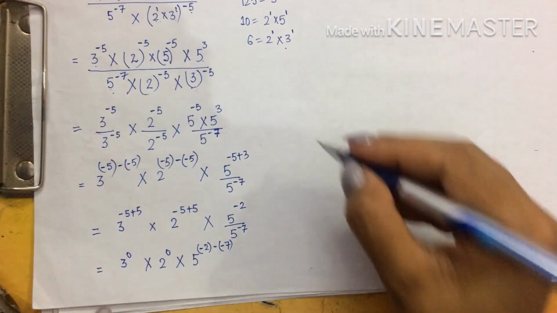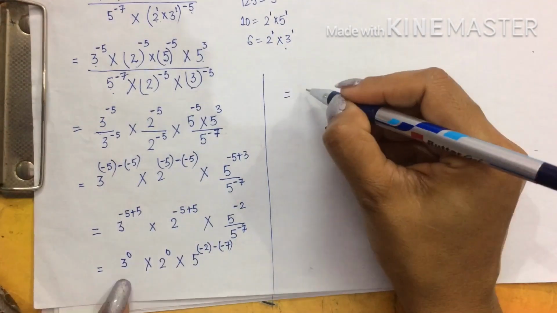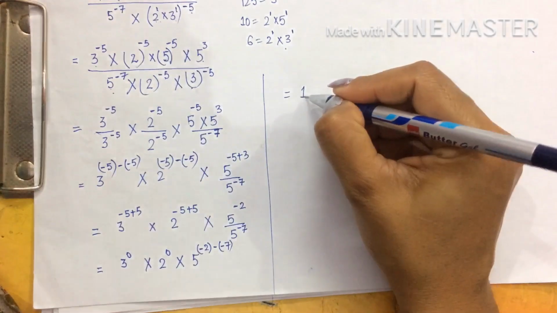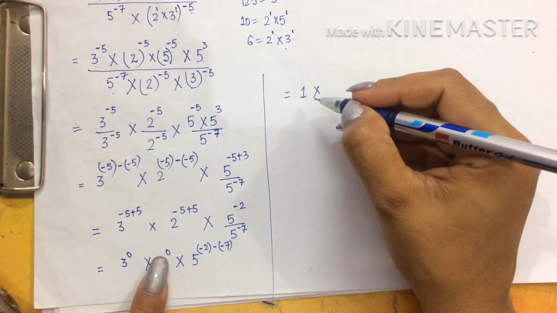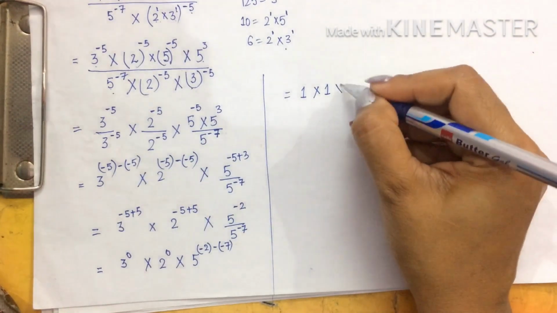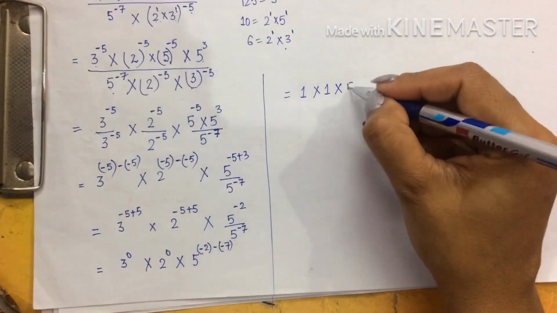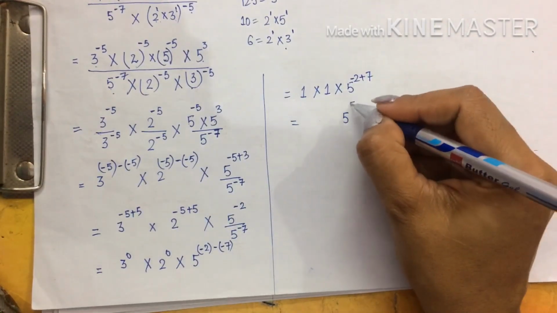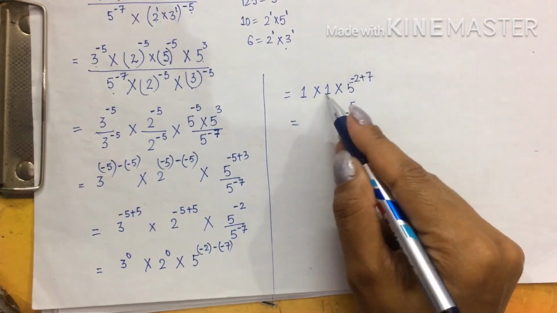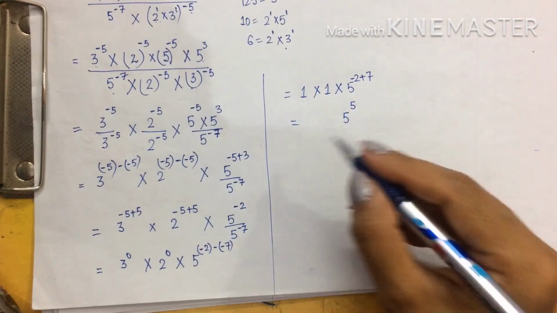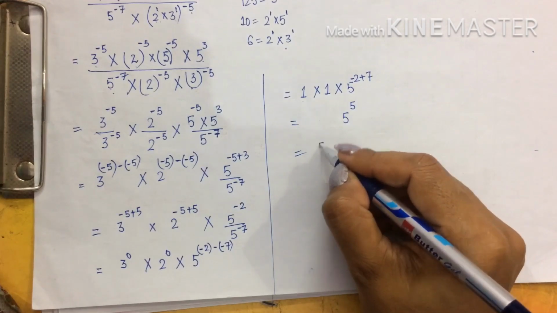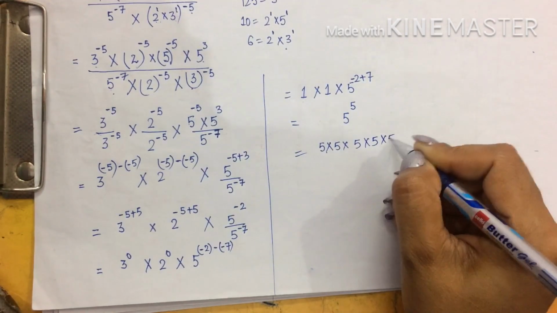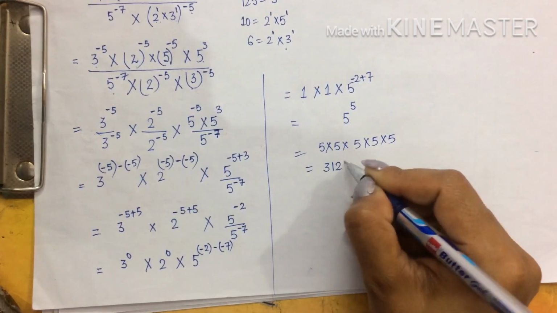So from here, what do we get? 3 raised to the power 0. Any non-zero number with power 0 gives you 1. Into, simplifying this, minus 2 plus 7. So this is 5 raised to the power 5. Any number multiplied with 1 gives the answer as itself. Simplifying this, multiplying 5 times with itself gives you 3125.